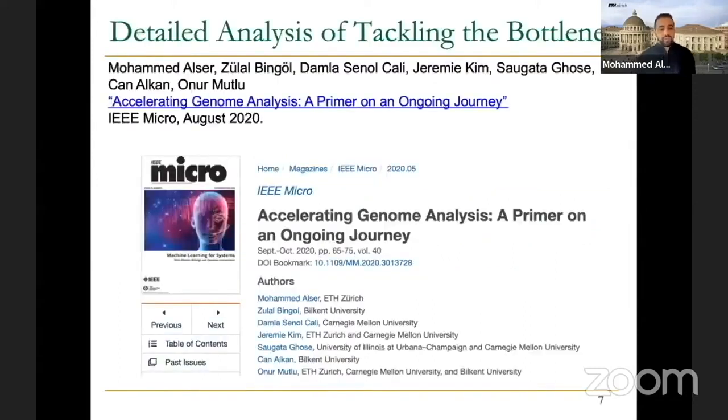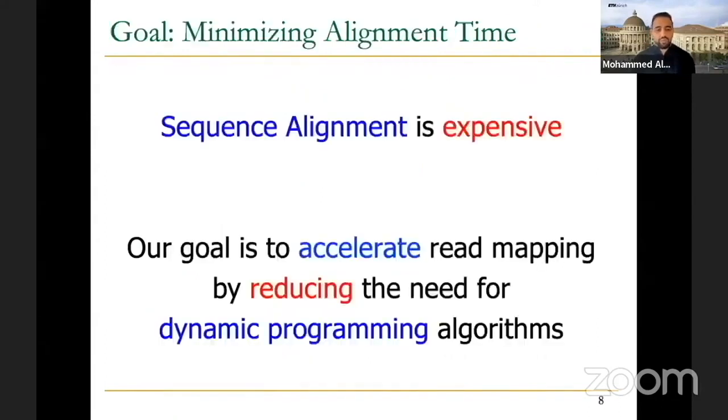Okay, there is another paper also summarizing all the acceleration efforts for genome analysis, with a major focus on read mapping. So we recommend everyone to have a look at it. All right, so hopefully from the previous lecture, we all agree that sequence alignment is very expensive, which is the dynamic programming based step. And our goal is to accelerate that step, or to accelerate read mapping ultimately.